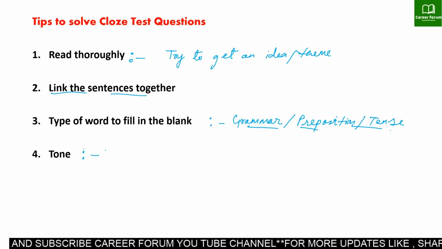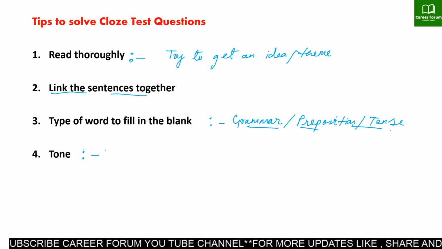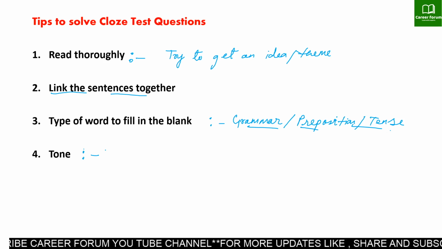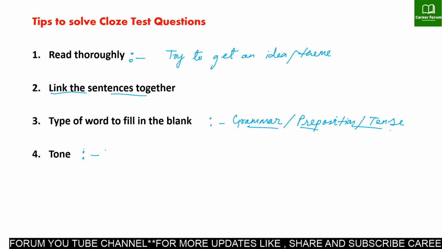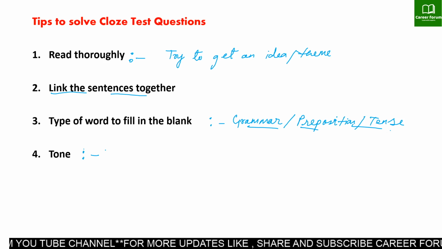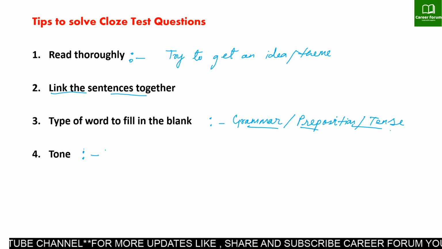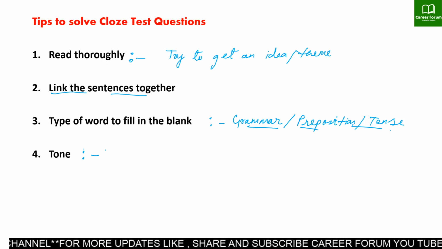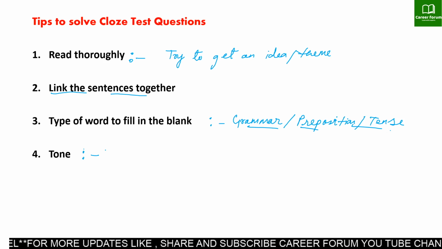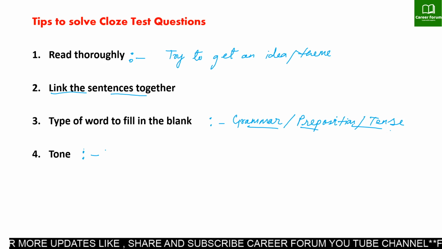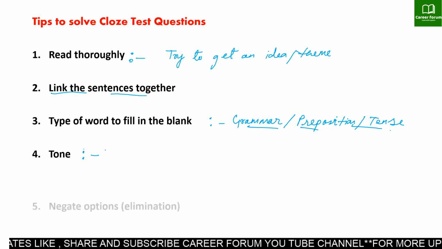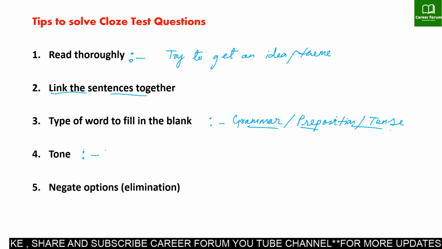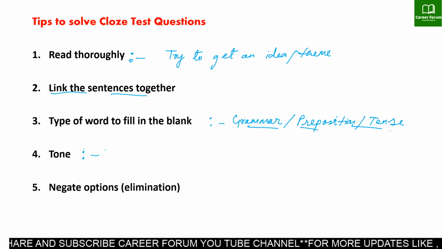So it is important to identify the tone of the passage, whether it is negative, argumentative, or disparaging, or any kind of tone. Every paragraph has some specific tone, and this will help you make the right choice of the word. Okay, fine. Next, the fifth point is negating options, or elimination.